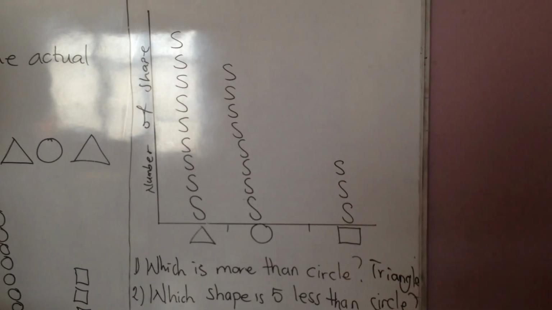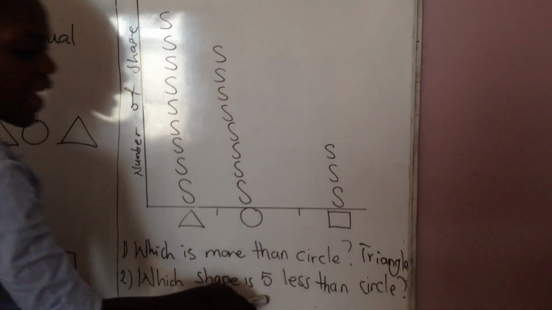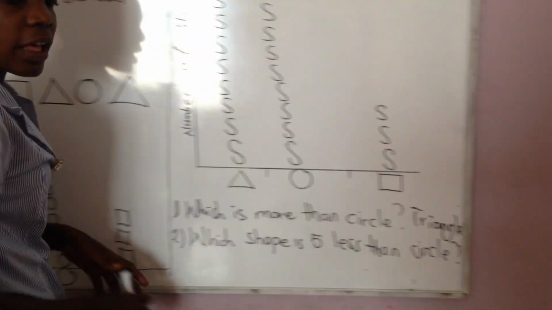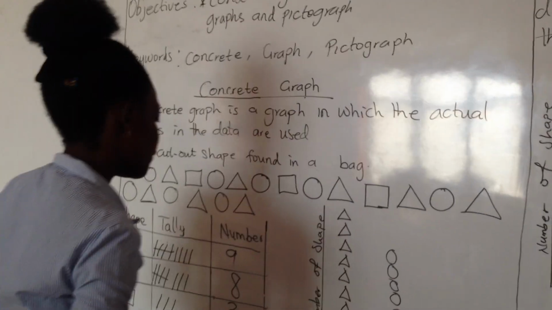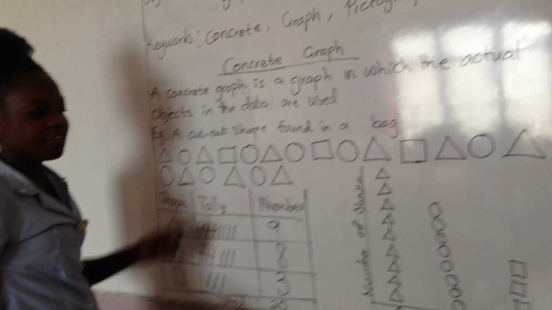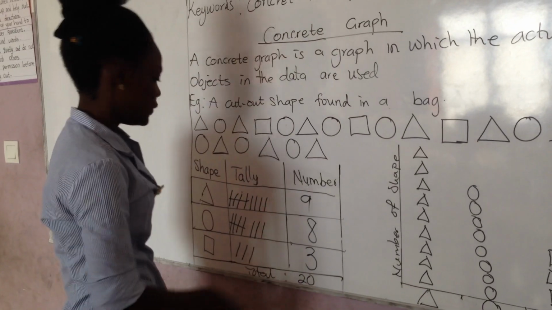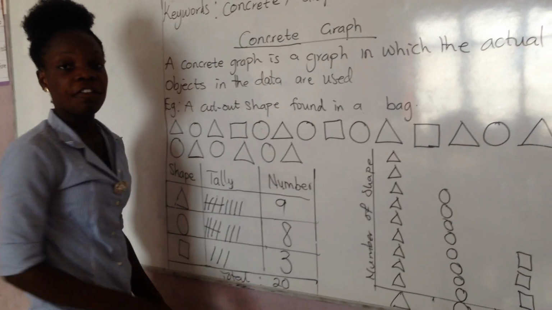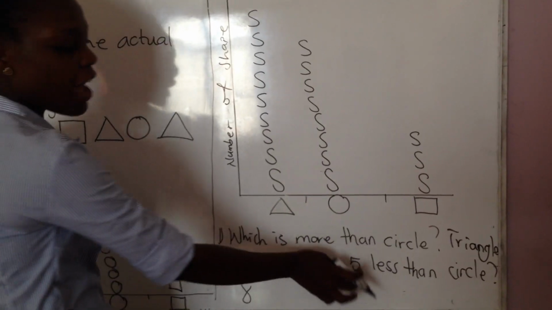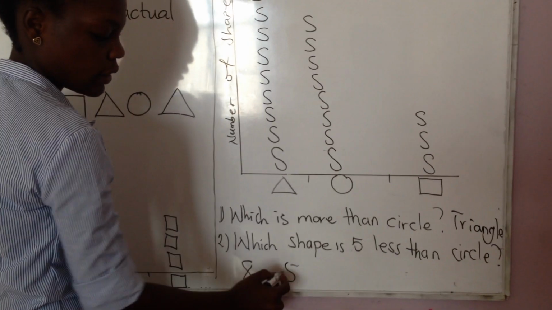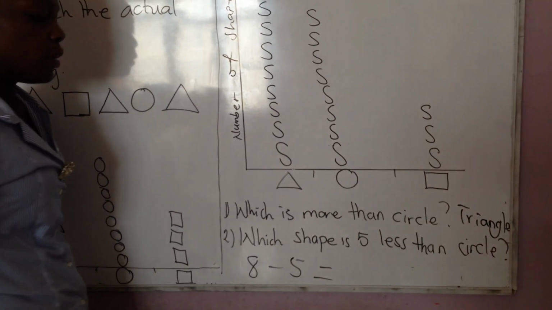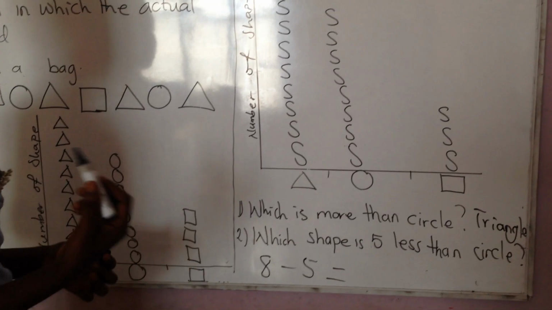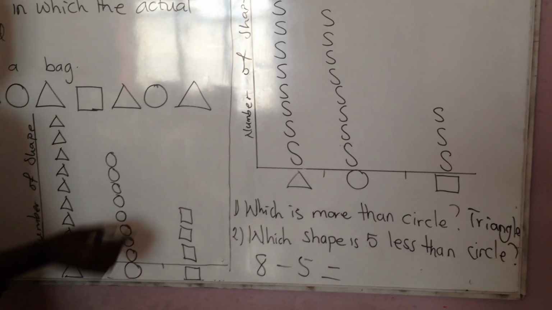The second question here is, which shape is 5 less than circle? When you talk about less than, meaning you are supposed to subtract. Which of the shape here is 5 less than circle? Now we know the number for the circle is 8. So we have our 8 here. And 5 less than. So this is how your answer is supposed to look like. 8 minus 5. 8 minus 5 will give you how many? 3.